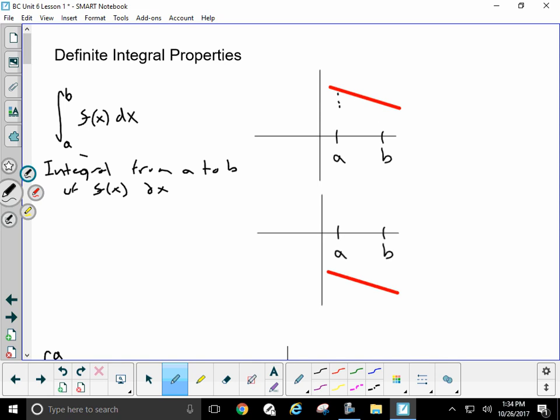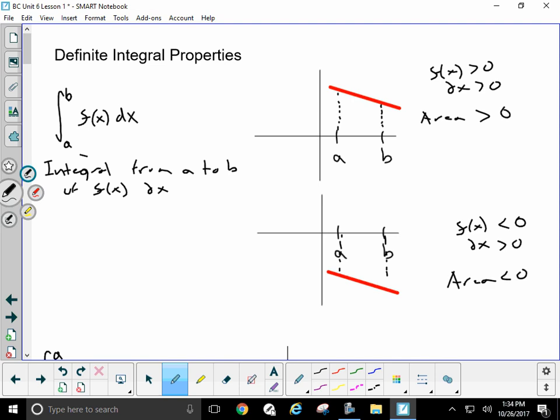Now, if a is to the left of b, and my function is above the x-axis, my function values are positive. My dx's I'd also consider positive, so positive times positive, we call my area positive. If I'm under the x-axis, again, we've already talked about this, we're just making sure we understand. My function value is negative, but my dx's are positive, going from a to b, then my area is negative.